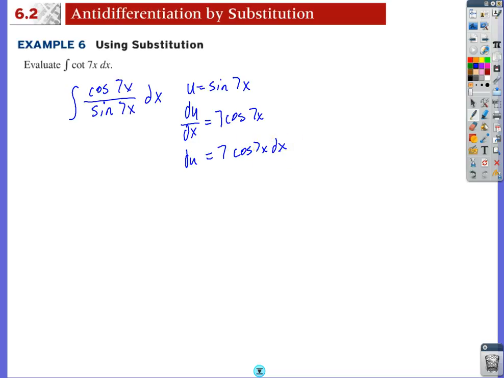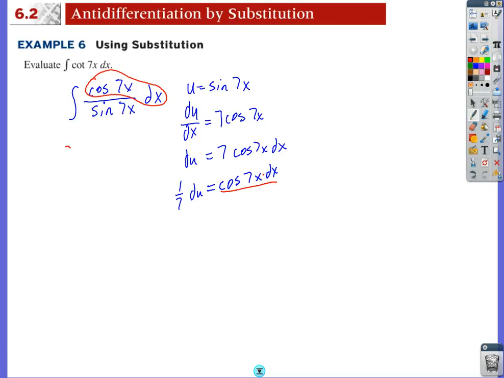Well, look, I'm getting close again. That whole cosine of 7x dx. So again, I divide both sides by 7, and du over 7 is equal to just cosine of 7x dx. Again, I take a look and I say, oh, hey, look, cosine of 7x times dx, cosine of 7x times dx. I'm going to do all my substituting in at once.